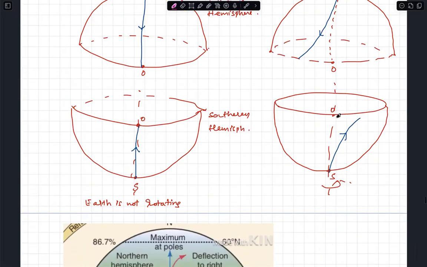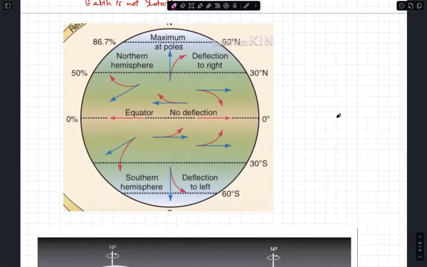Okay? Now you see here. You will see maximum deflection at the poles, and minimum or zero deflection at the equator. Can you please tell me why? Because omega bar cross V relative bar is zero.